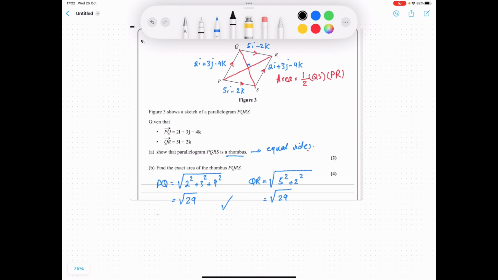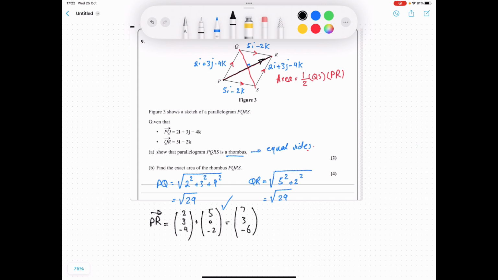Now I need to write the vector PR. So let's look at the vector PR. I can write that as an addition of the vectors PQ and QR. So that would be the column vector 2, 3, minus 4 plus 5, 0, minus 2, which would be equal to 7, 3, and minus 6.